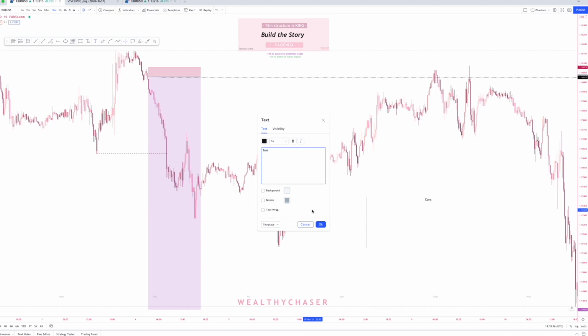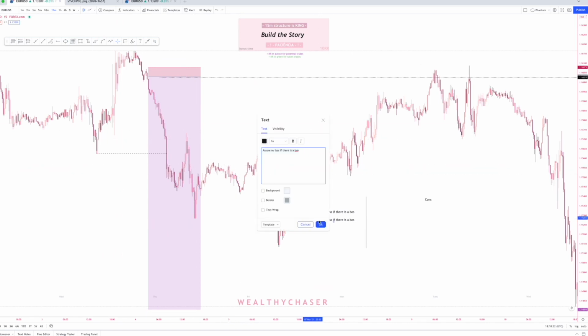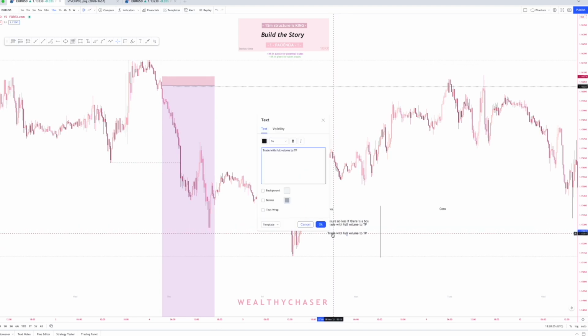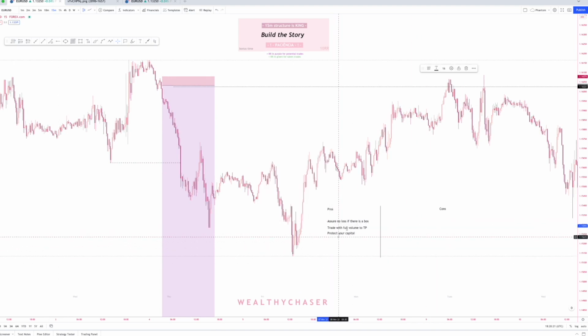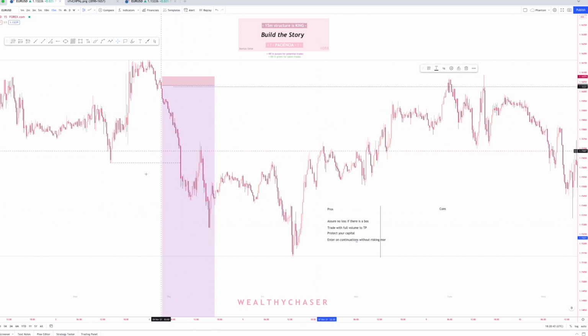The pros of this is you assure no losses if there is a reversal. Another pro is that you're trading with a full volume, so you know exactly what your outcome is going to be, right? If it's 10R, it's going to be 10 times the risk that you took. So if you assure no loss, you're also protecting your capital, right? You can also enter in continuations and make sure that you won't lose money on the first one, especially if you only enter on continuations after the break of structure, right?